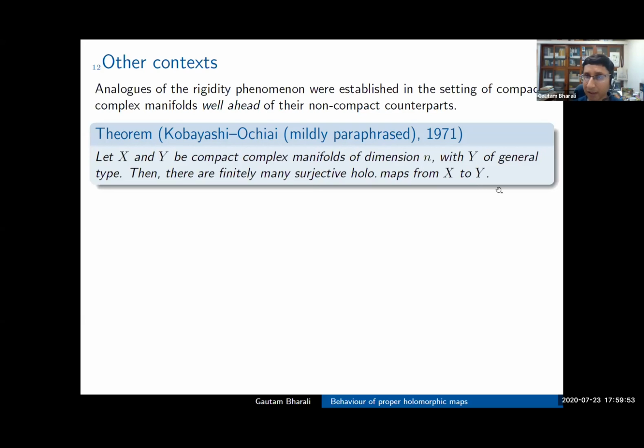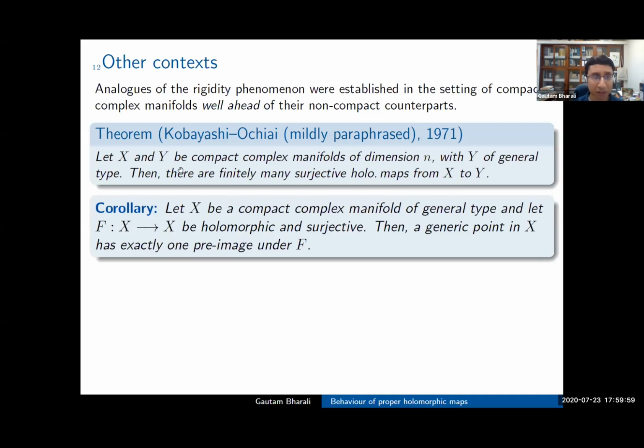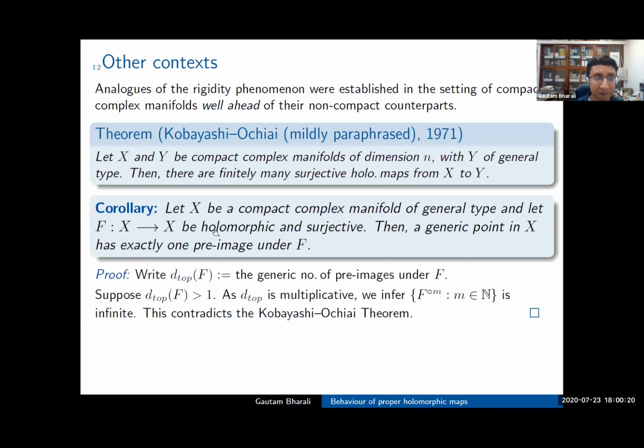This doesn't look like a rigidity phenomenon, but bear with me for a moment. As a corollary, we have this result. Let X be a compact complex manifold of general type, and let F be a surjective holomorphic self-map of X. Then any generic point in X has exactly one pre-image under F.